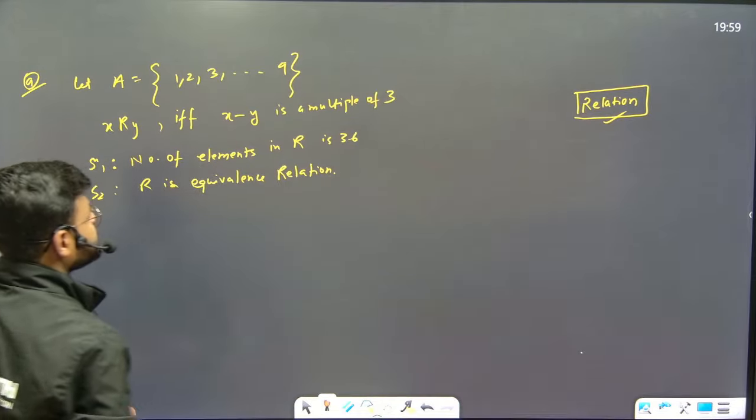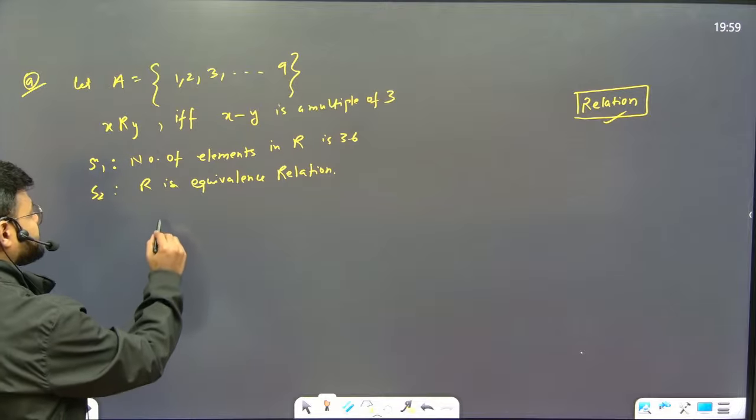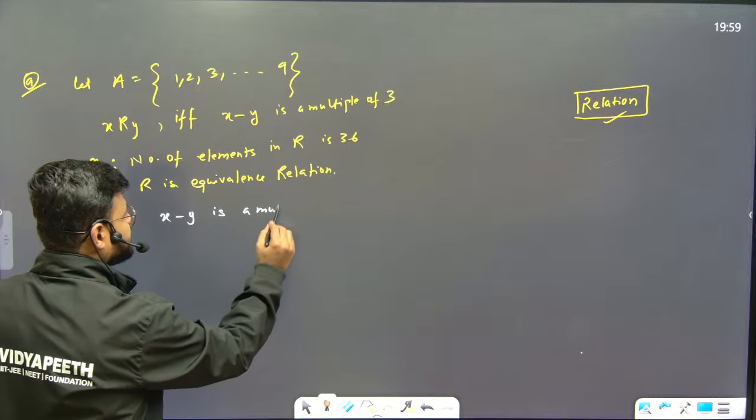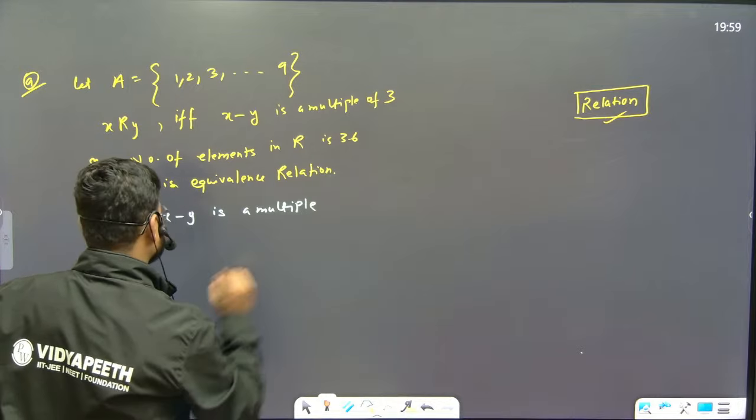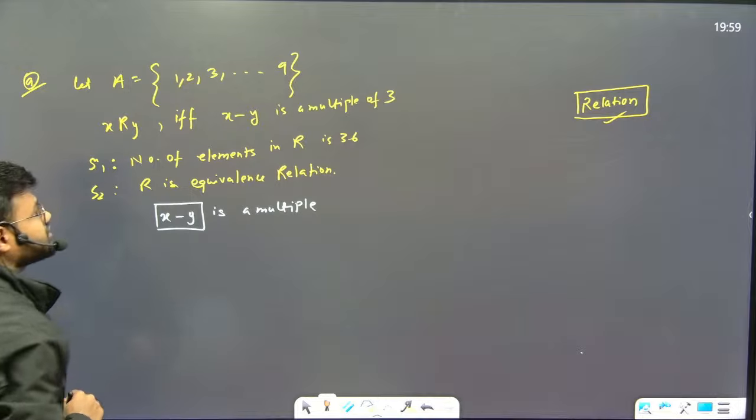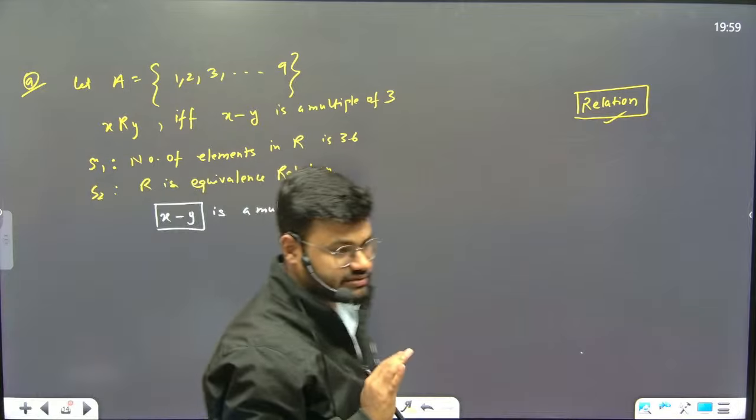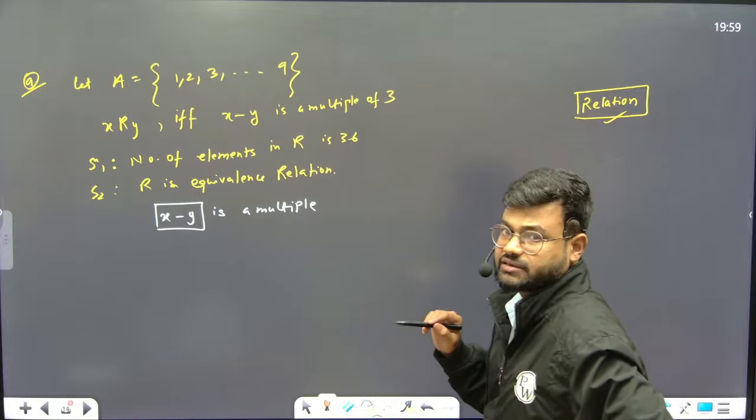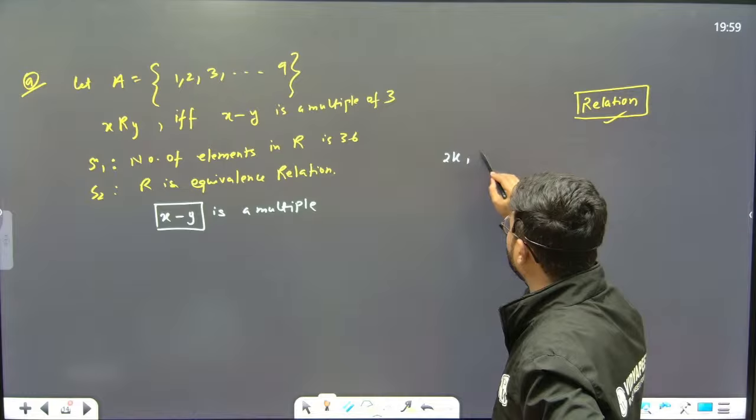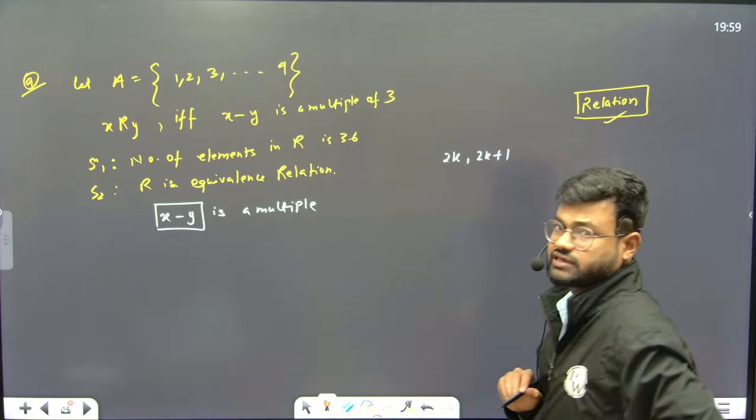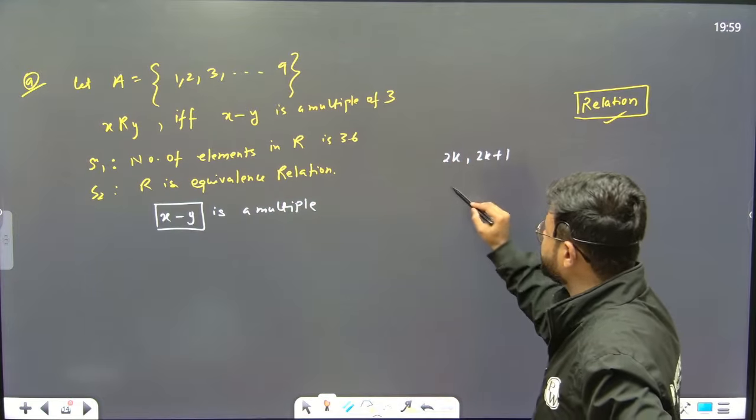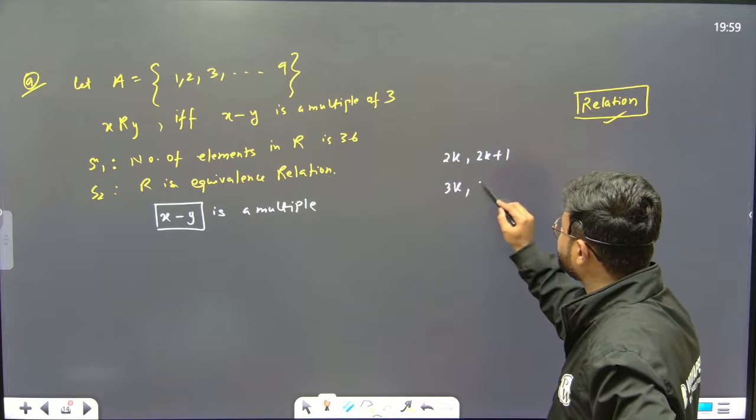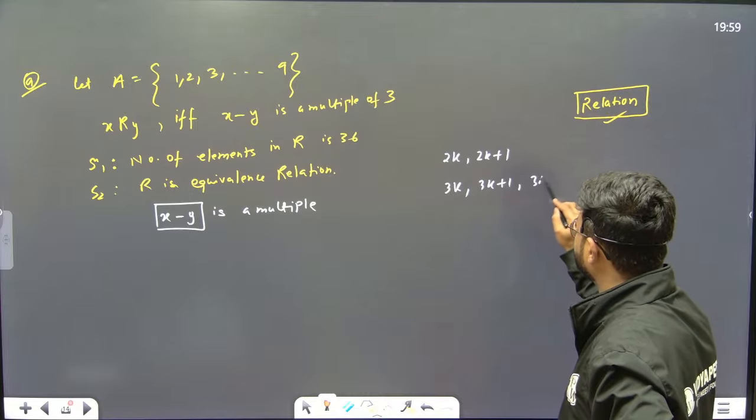Now since they have mentioned x minus y is a multiple of 3, I think now you have understood any natural number can be divided into 3 segments. That is, if you want to write in terms of 2, it is going to be 2k or 2k plus 1. I think already you have learned in class 10 Euclid's division lemma. So any natural number can be divided into 3 segments: multiple of 3, 3k plus 1 or 3k plus 2.